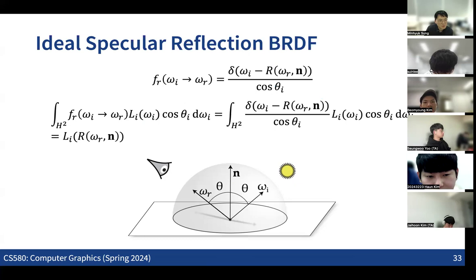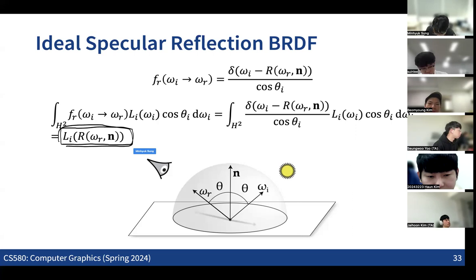So basically, we are involving a Dirac delta function in our BRDF. That means that when you take the integral of this reflection equation, the integral will become a value that we can directly compute. So in this case, we don't need to compute any Monte Carlo estimate. We can just directly see what direction we need to shoot the ray in ray tracing, and we can directly compute the outgoing radiance.